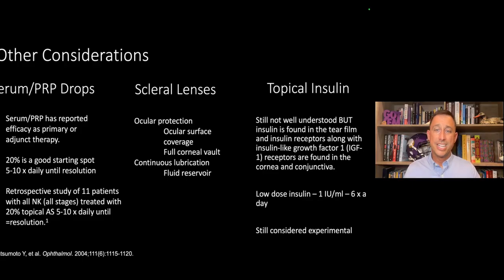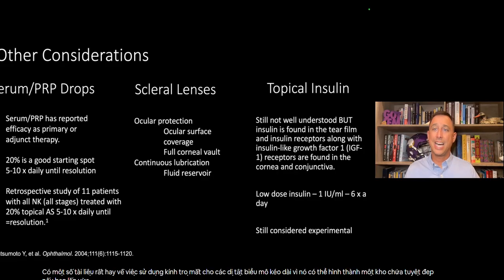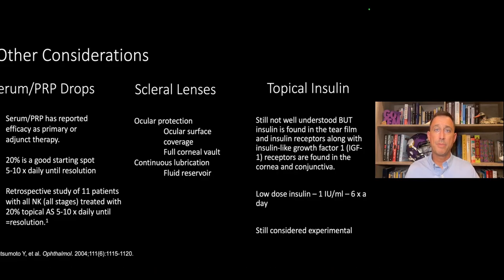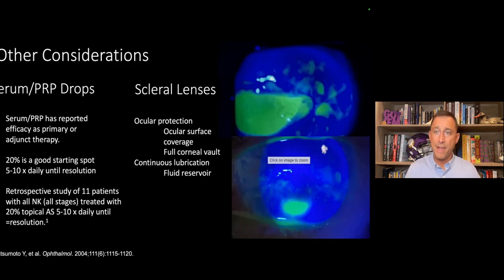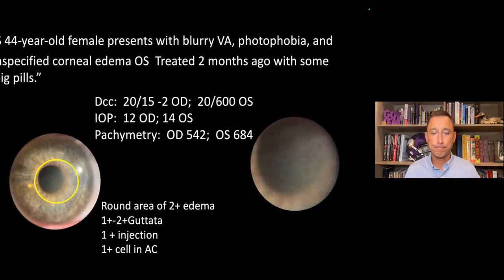And then still experimental, but some work being done on topical insulin. This does have to be compounded, but some of the data around this is impressive. This was a patient here that went on topical insulin. You can see the way that their defect looked, and then a month later, the way that the defect looked. So a great improvement in a persistent epithelial defect in this particular situation. Some other considerations around managing your patients with neurotrophic keratitis.